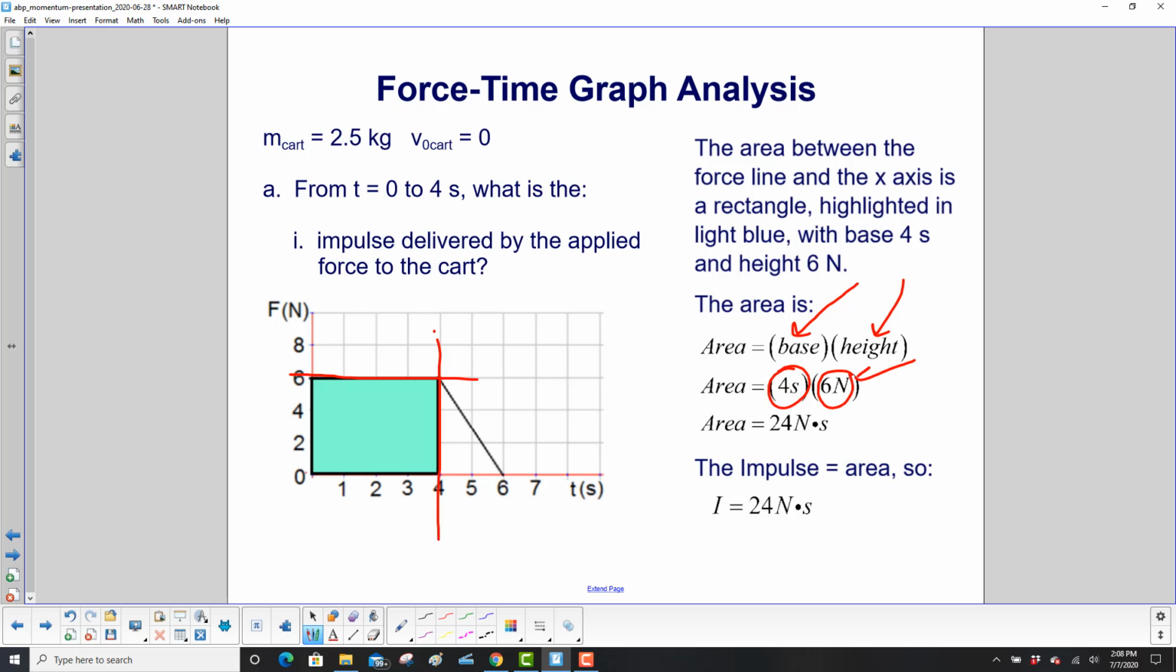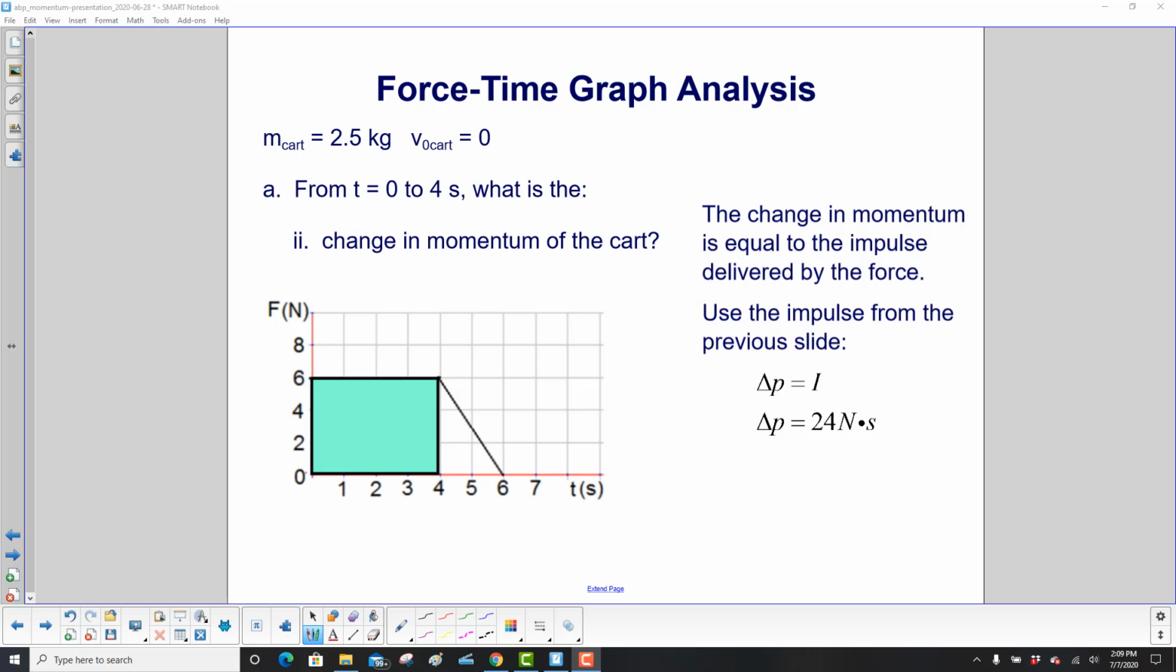This is kind of fun, right? It's not like just finding the area of a triangle or of a rectangle where both sides are lengths and they're in meters. Here we have different units. That's kind of cool. So when we multiply them together, 4 seconds times 6 newtons is going to be 24 newton seconds. That's the impulse. The impulse equals the area, so impulse is 24 newton seconds. The change in momentum from 0 to 4 is pretty straightforward. Why? Because the change in momentum is equal to the impulse delivered by the force. So the impulse is 24 newton seconds, so is the change in momentum.